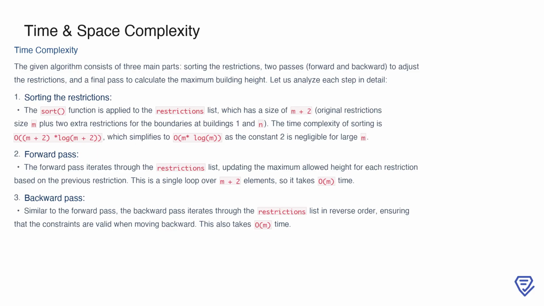Next, we perform a forward pass through the restrictions. Here, we iterate once over the list, adjusting the maximum allowed height for each restriction based on the previous one, which takes linear time, or O, m. Finally, there's the backward pass, which is similar in structure to the forward pass but ensures constraints are valid when moving in reverse. This also involves a single iteration over the list, taking another O, m time. Each of these steps contributes to the overall time complexity, with sorting being the most computationally expensive step so far.